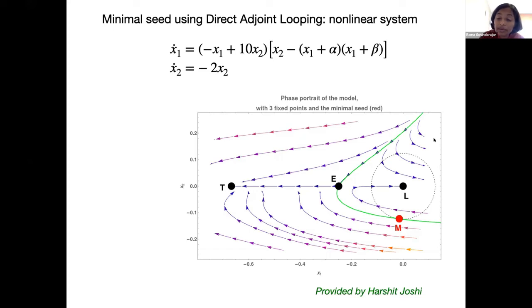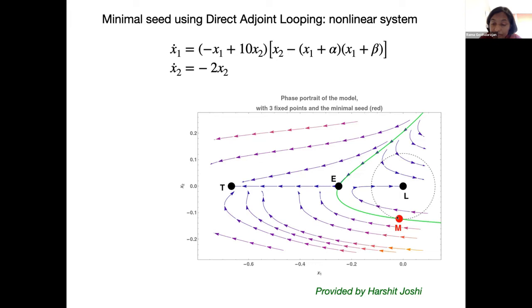So then we want to ask, what is the smallest perturbation to the laminar steady state which will actually take me to the other side of the boundary? If I draw concentric circles around the laminar steady state and see which circle first touches the green line, where it touches will give me my minimal seed.